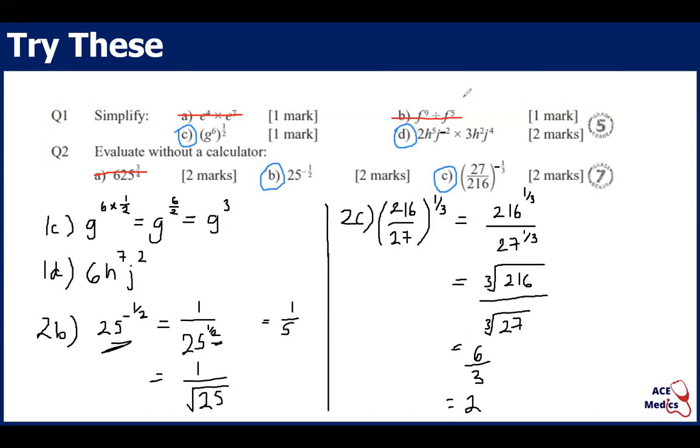So our answer to the whole of that equation, I guess, 27 over 216 to the power of minus a third, is exactly the same as writing 2, which is nice of them, isn't it? Does that make sense to everyone? Yeah?